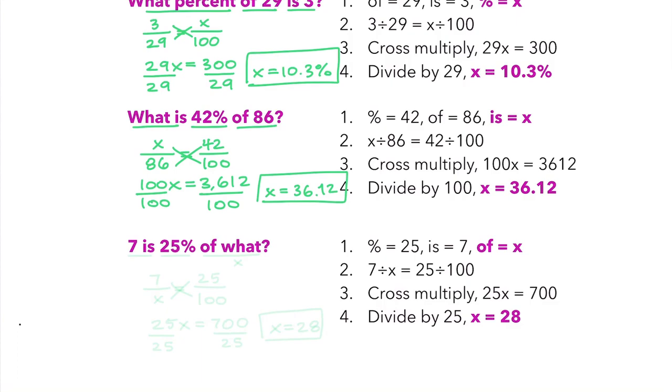Finally, 7 is 25% of what? So of is going to be our question, our x. We have 7 is the is number, of, we don't know that, 25%, always over 100. So now we're going to cross multiply, and we'll get 25x equals 700, divide by 25, divide by 25, and x is going to equal 28. So 7 is 25% of 28.